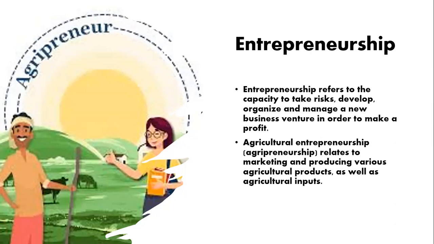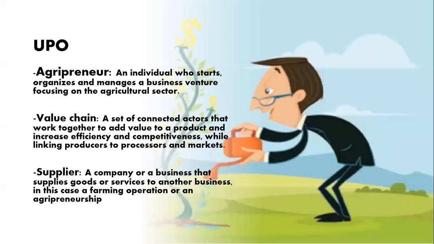It may be related to marketing or producing various agricultural products as well as inputs. The entrepreneur who engages in agribusiness we call an agripreneur. There are a few words you have to understand, such as agripreneur, value chain and suppliers. Normally the individual who starts, organizes and manages a business venture focusing on the agricultural sector is called an agripreneur. An agripreneur is a businessman.